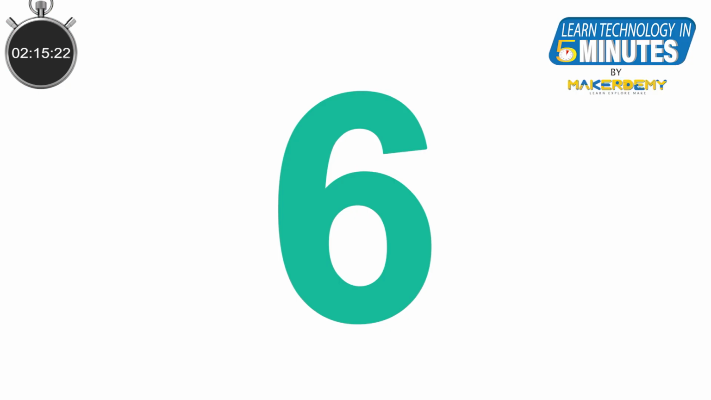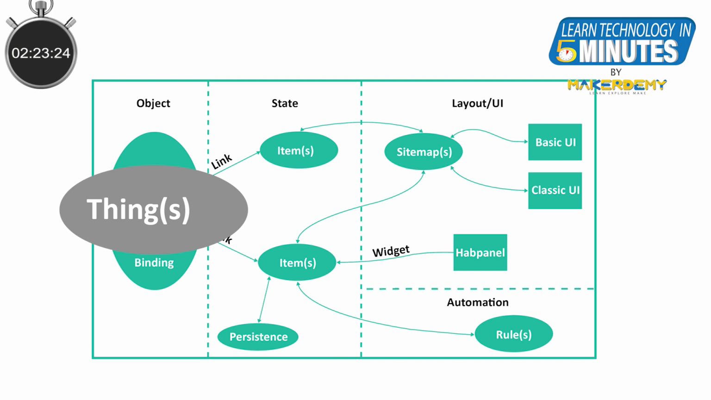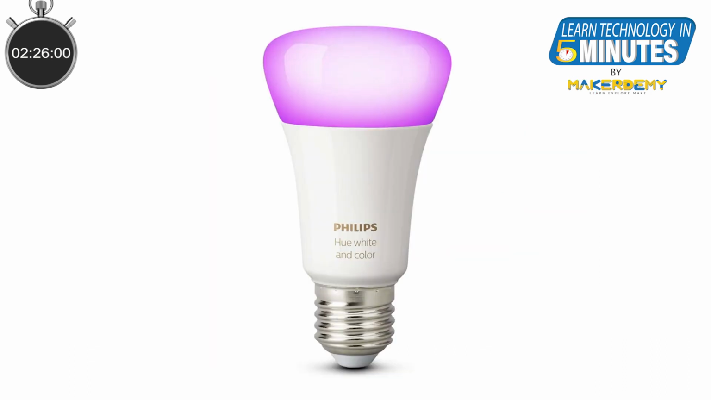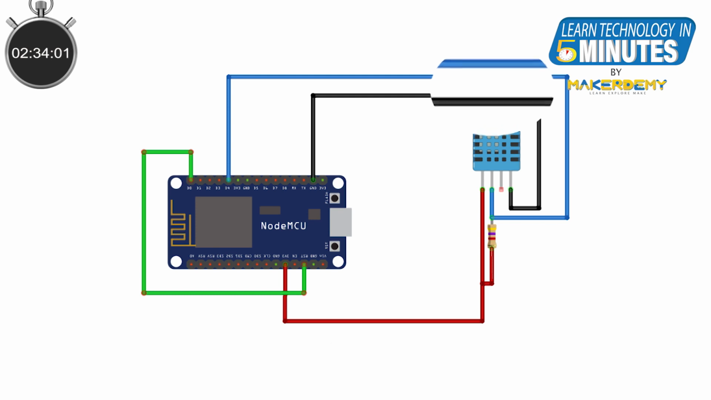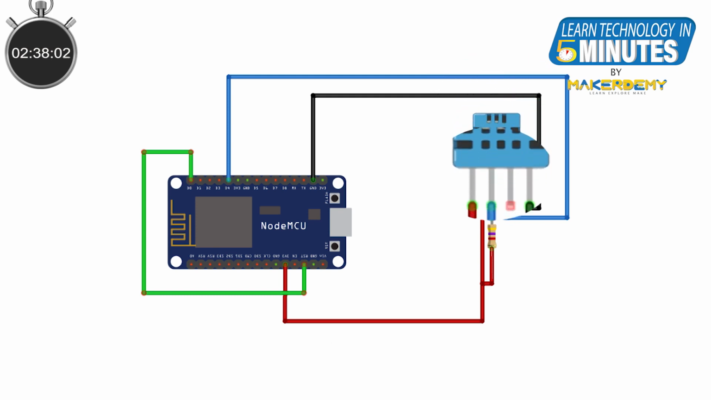There are basically 6 important concepts in OpenHab to be understood. First, let us talk about the thing in OpenHab. Things are simply home automation objects that provide data. For example, a Philips Hue bulb is a thing which OpenHab can turn on or off or control its color. A DHT11 sensor is a thing that gives a temperature value and a humidity value.